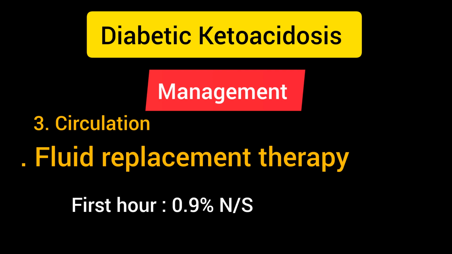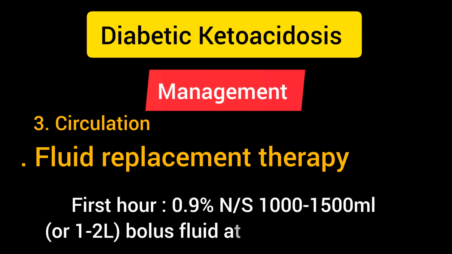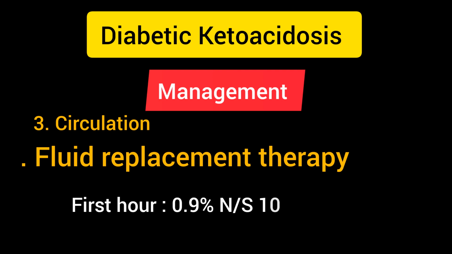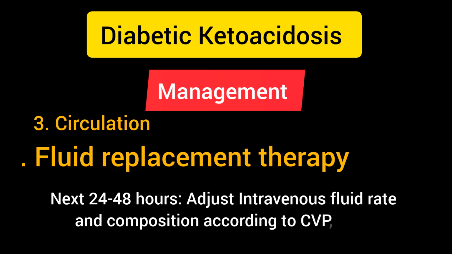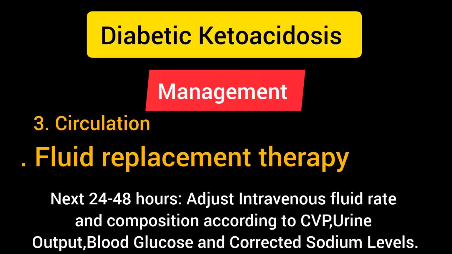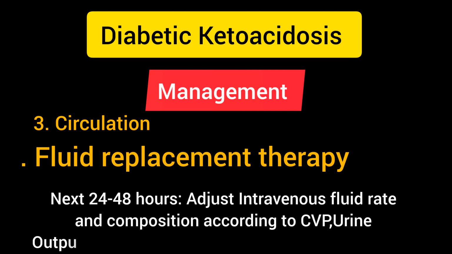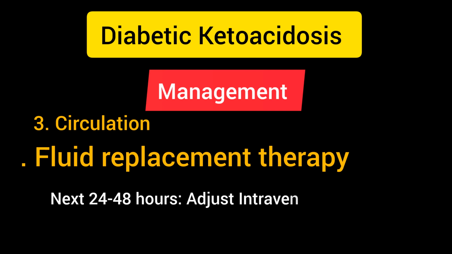First hour, 0.9% normal saline, 1000 to 1500 ml or 1 to 2 liter bolus fluid at 15 to 20 ml per kg per hour. Next 24 to 48 hours, adjust intravenous fluid rate and composition according to CVP, urine output, blood glucose and corrected sodium levels.